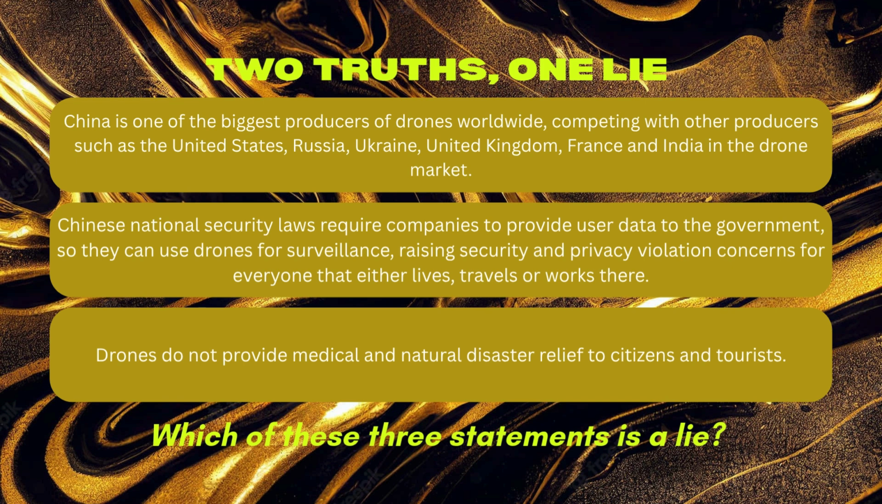Moving on to two truths and one lie. China is one of the biggest producers of drones worldwide, competing with other producers such as the United States, Russia, Ukraine, United Kingdom, France, and India in the drone market. Chinese national security laws require companies to provide user data to the government so they can use drones for surveillance, raising security and privacy violation concerns for everyone that either lives, travels, or works there. And drones do not provide medical and natural disaster relief to citizens and tourists. Which of these three statements is a lie?